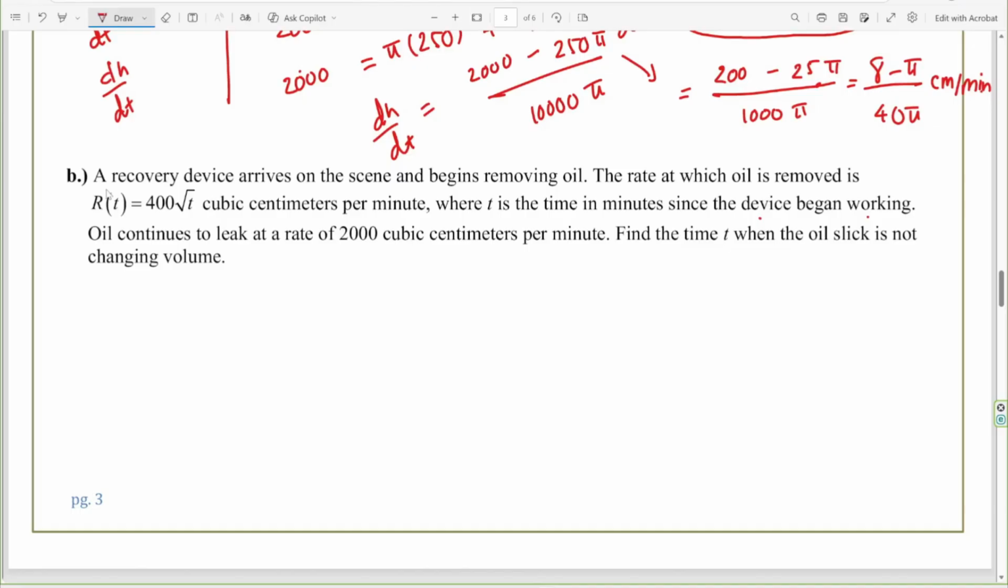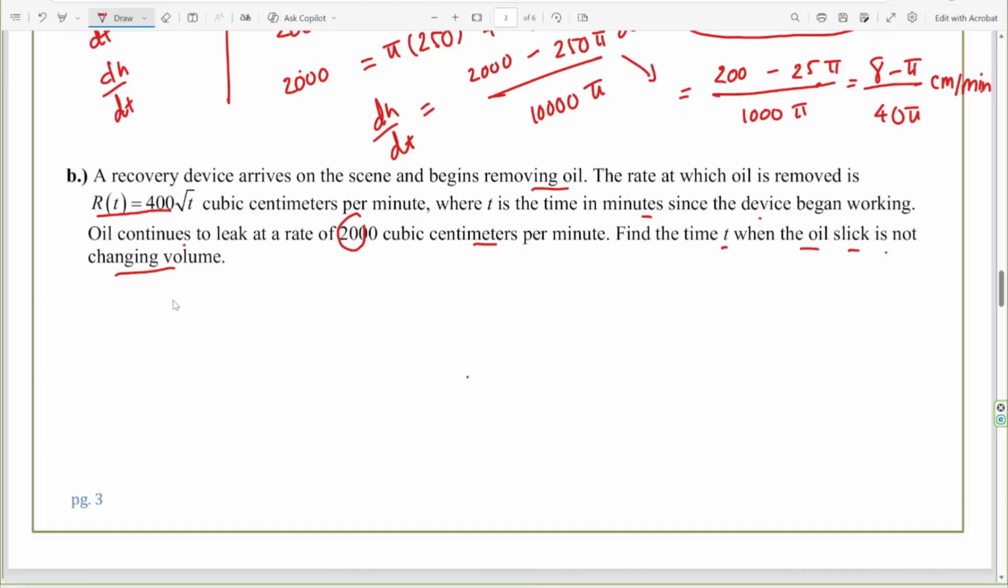Now let's move on to question B. A recovery device arrives on the scene and begins removing oil. The rate at which oil is removed is given by this function, in cubic centimeters per minute, where t is the time in minutes since the device began working. Oil continues to leak at a rate of 2000 cubic centimeters per minute. Find the time t when the oil slick is not changing in volume.